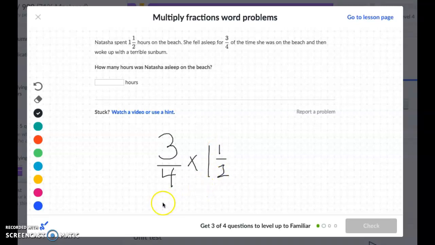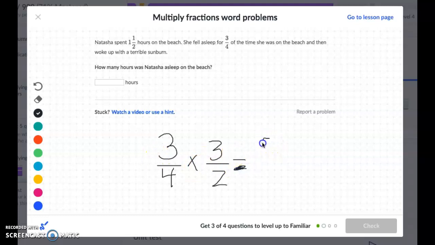So the first thing I'm going to do is change this 1.5 to an improper fraction. So 2 times 1 is 2, and then 1 more would be 3. So I'm going to change that. Instead of 1.5, I'm going to make that be 3/2 because that's my improper fraction of 1.5. So now I can multiply these together because remember that of is times. That's a huge key factor there.